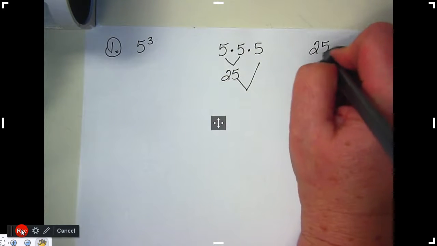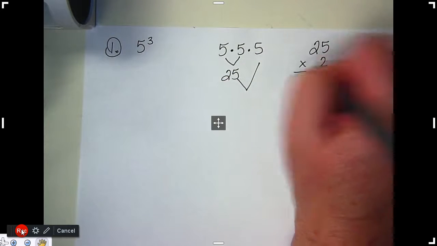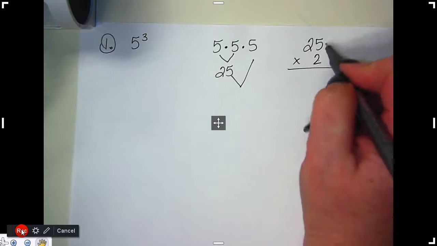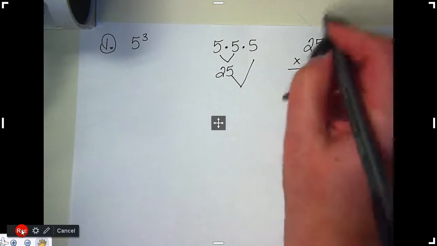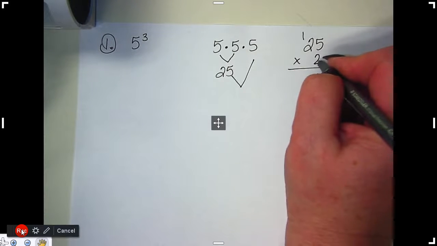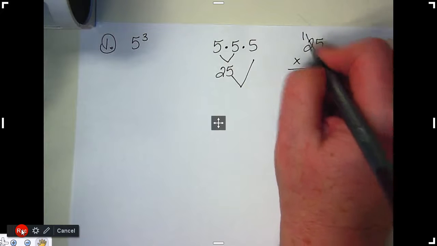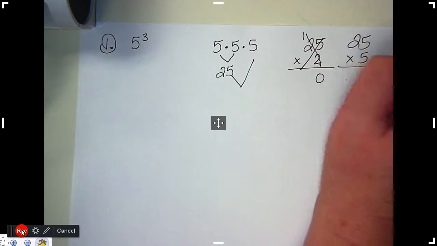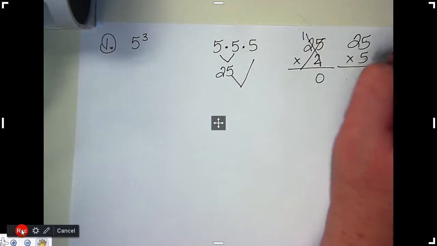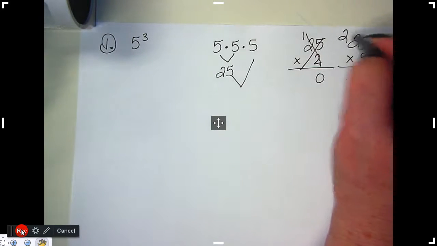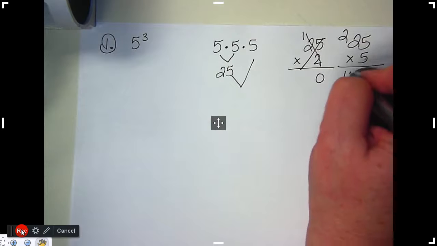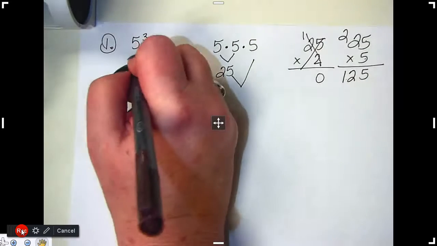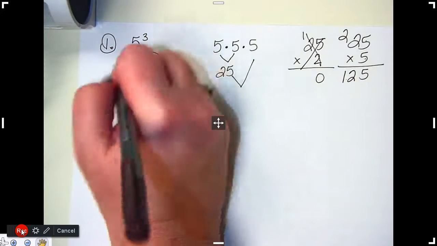If you don't know that, do the standard algorithm. 2 times 5 is 10. No, it's not 25 times 2. Wake up, Mrs. Miller. 25 times 5. 5 times 5 is 25. 5 times 2 is 10 plus 2 is 12. So the answer to number 1 is 125.